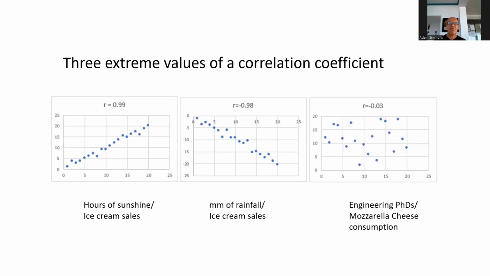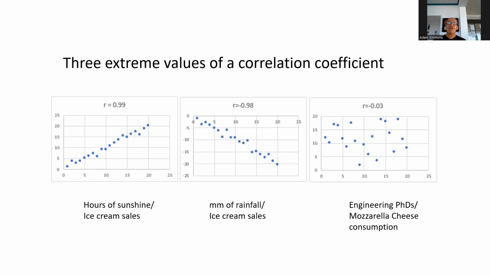Now here, we've got three extreme values of a correlation coefficient. We have pretty much perfect correlation. The maximum value is 1, so a correlation of 0.99 is pretty much perfect. And a good example here is perhaps, say, hours of sunshine versus ice cream sales at a seaside resort. The warmer and sunnier it is, the more likely you are to make ice cream sales.